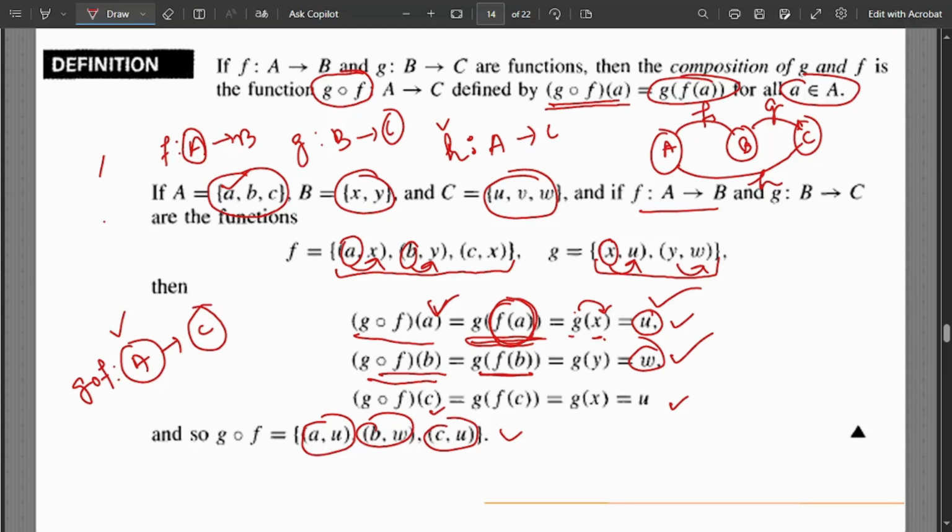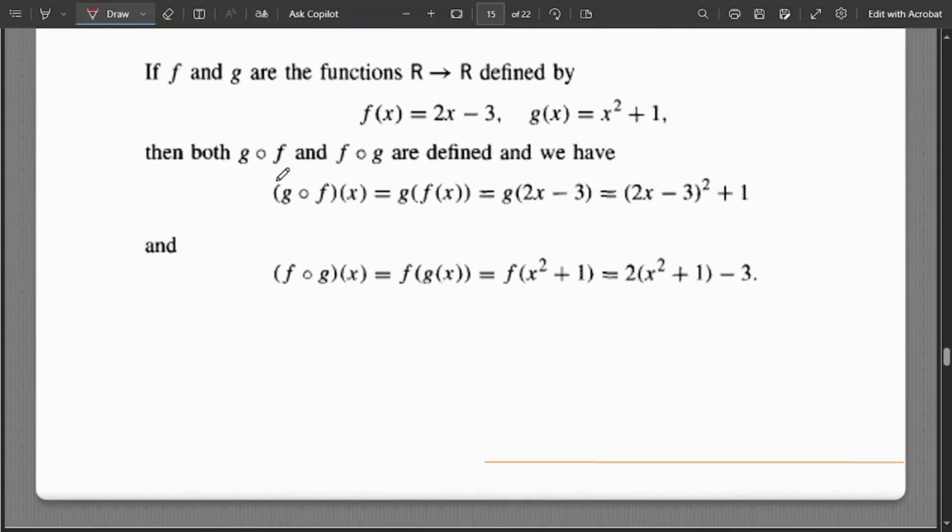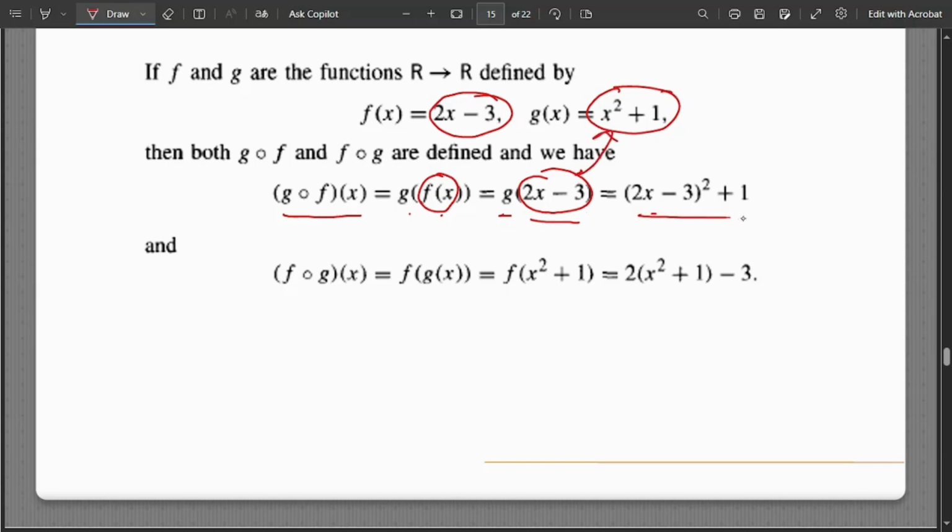Now we find the composition of algebraic functions. For example, suppose we are given f(x) as 2x plus 3, and g(x) as x squared plus 1. Then the composition of g and f will be g of f of x, and this f of x will be 2x plus 3. So we actually use 2x plus 3 in g(x) in place of x. So this becomes this, and this is the composition of g of f.